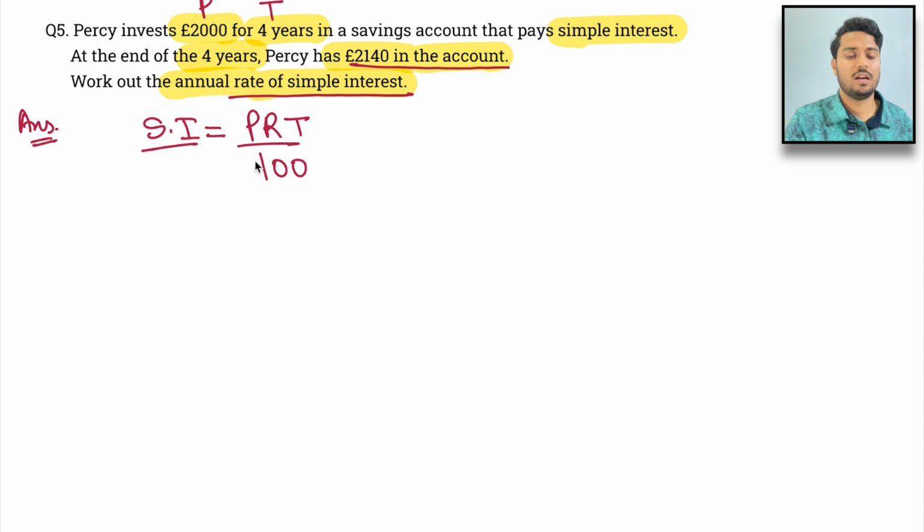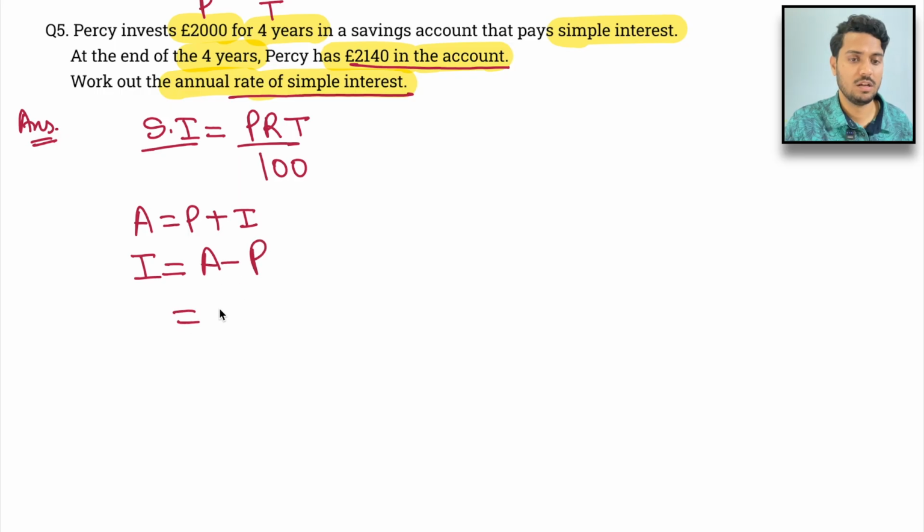SI, but we can find SI because the amount in this case is given to us. Prissy has 2140 in her account. So amount is equal to principal plus interest. Amount is known, principal is known. We have to find interest. So interest will be amount minus principal. Amount is 2140 minus principal, that is 2000. So that is going to be 140 basically.